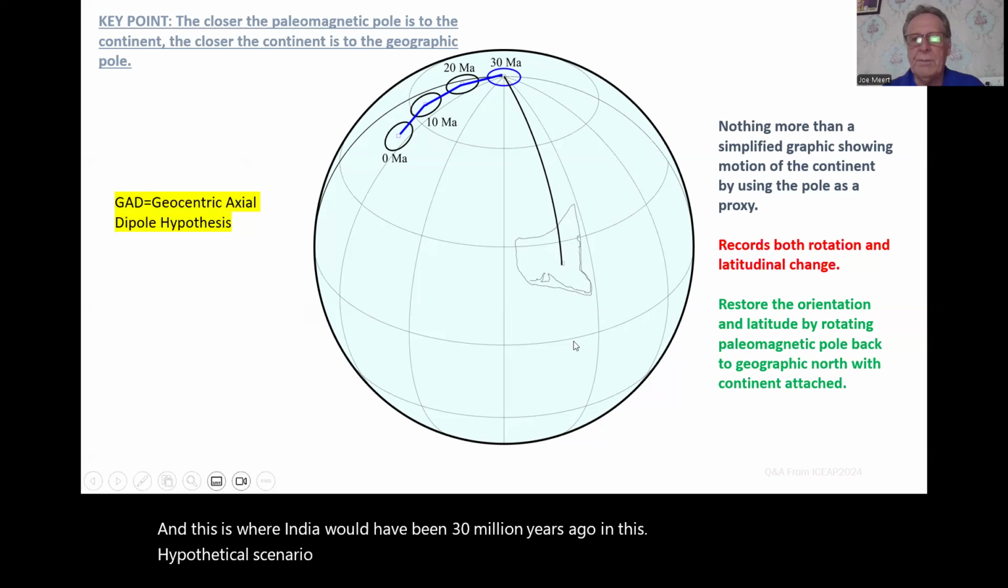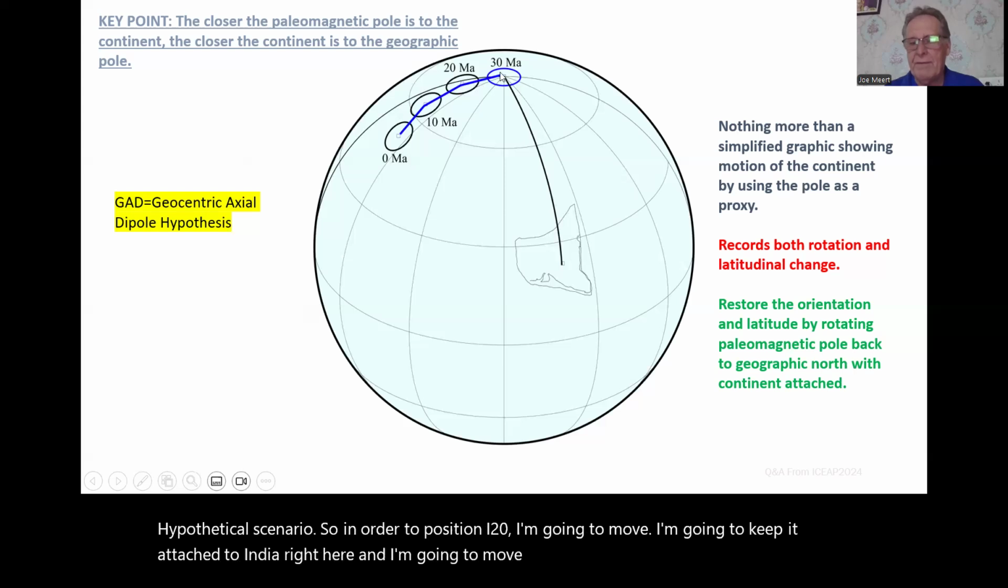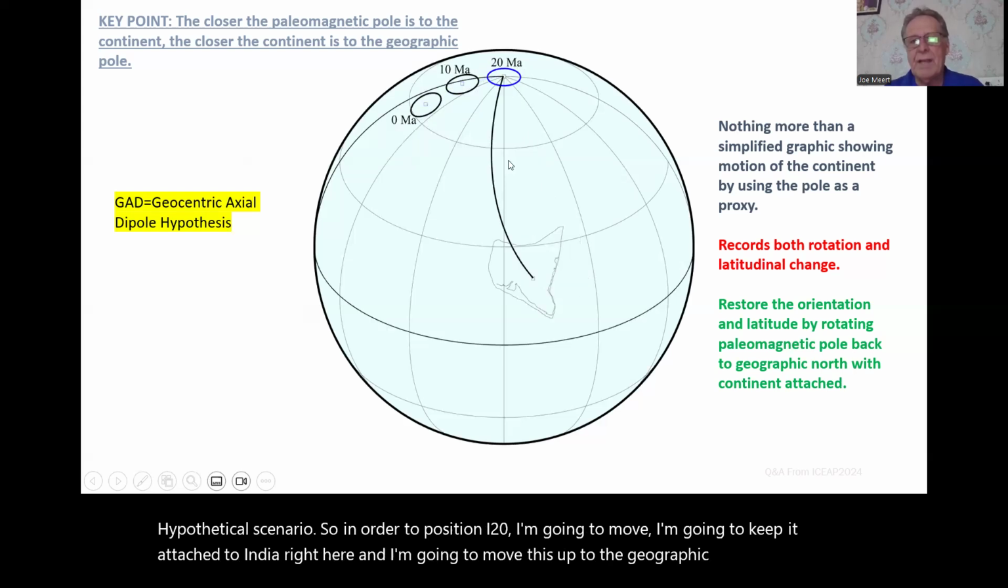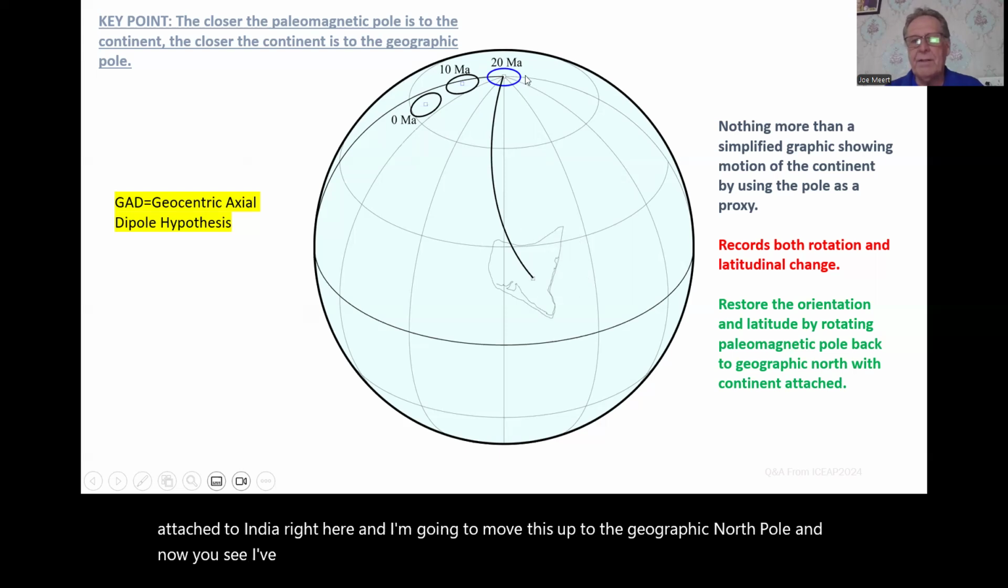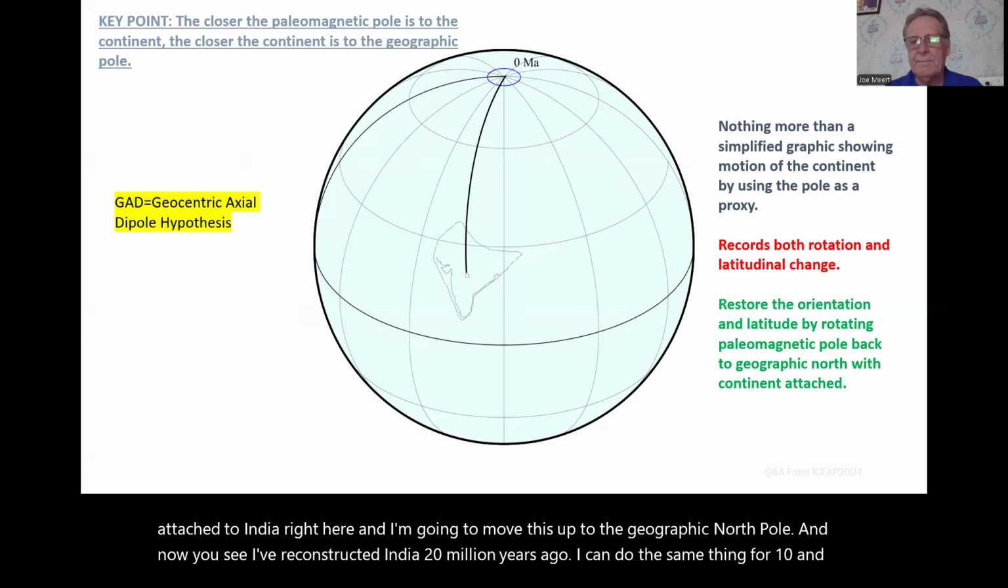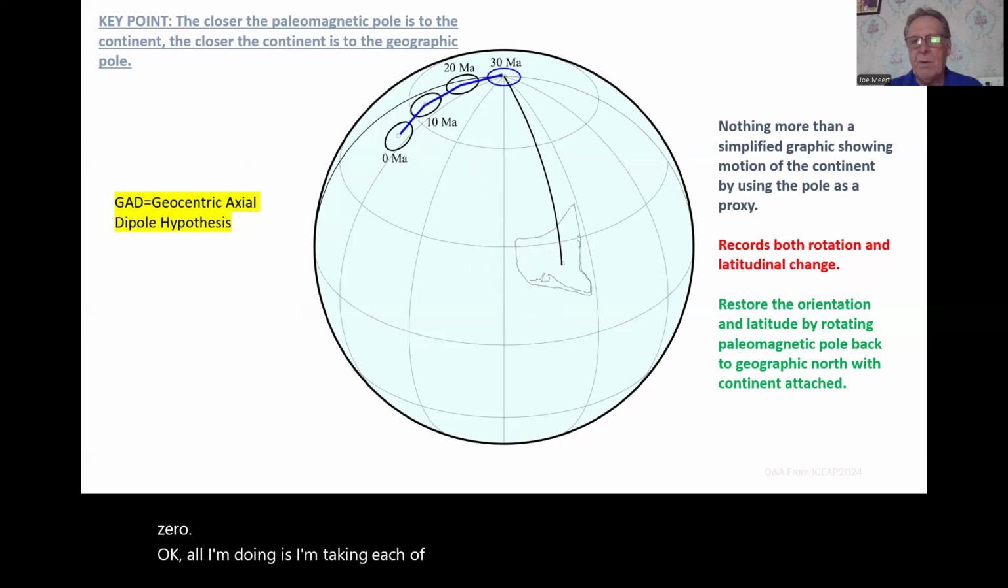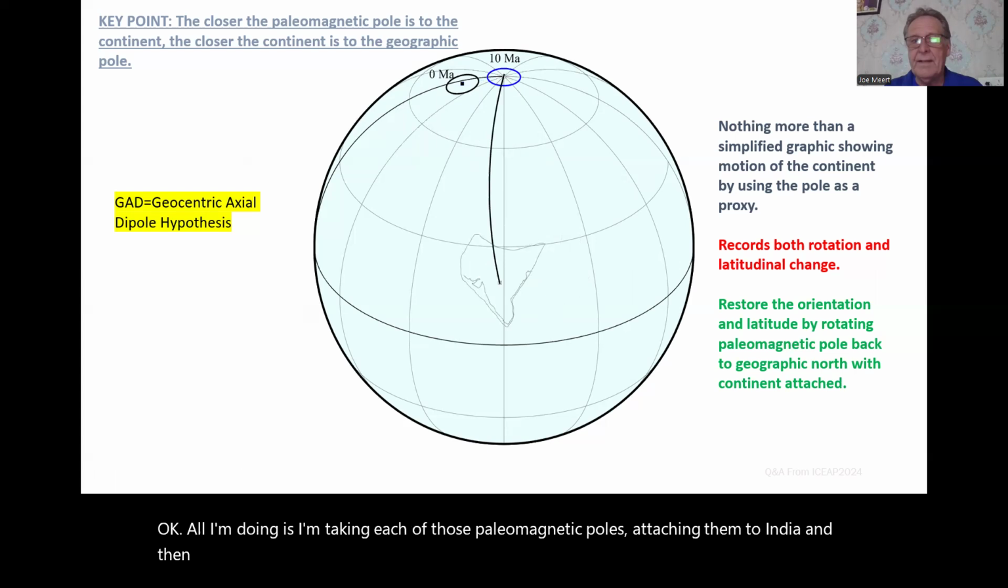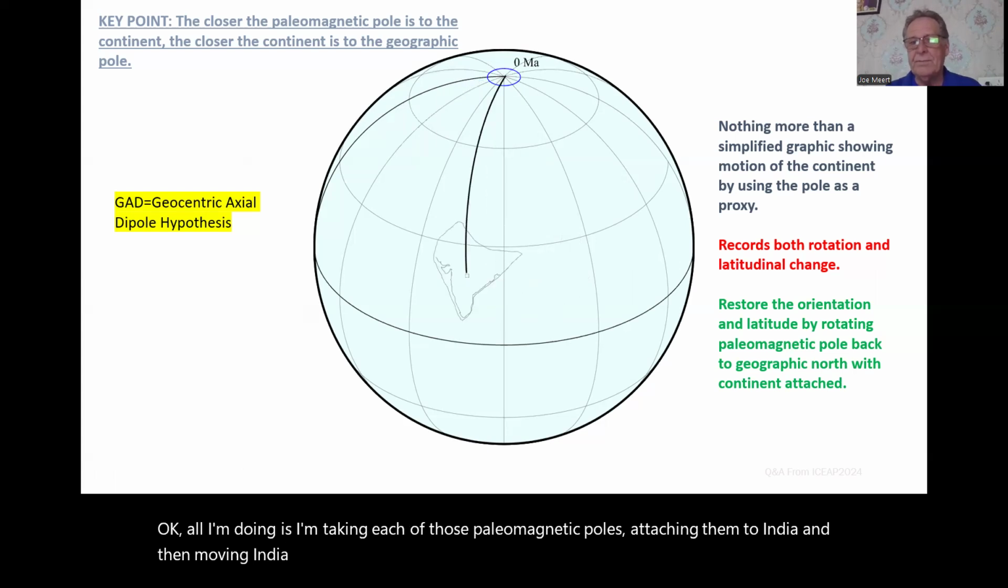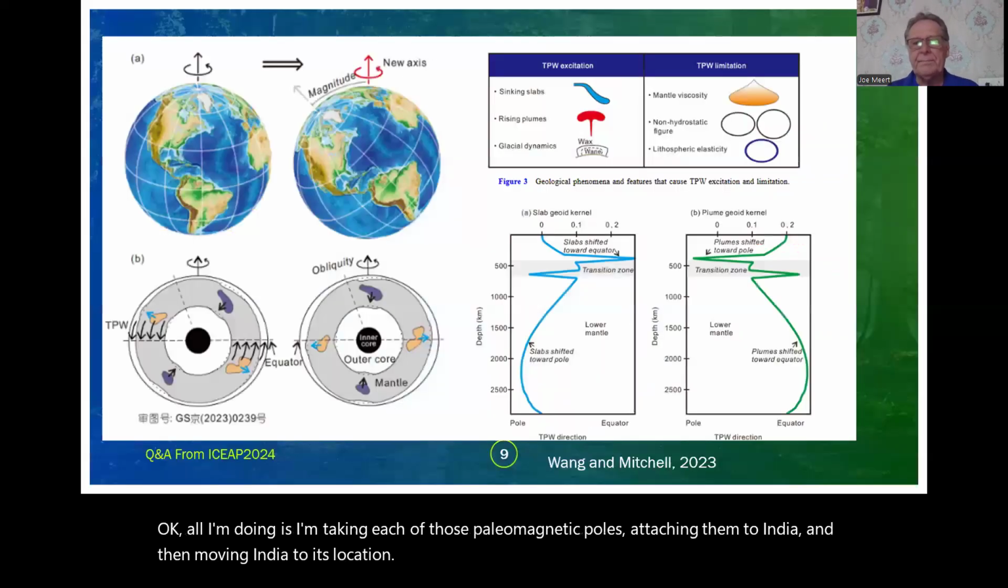So in order to position India at 20, I'm going to keep it attached to India right here, and I'm going to move this up to the geographic North Pole. And now you see I've reconstructed India 20 million years ago. I can do the same thing for 10 and for 0. Okay, all I'm doing is taking each of those paleomagnetic poles, attaching them to India, and then moving India to its location. It's that simple. All right.